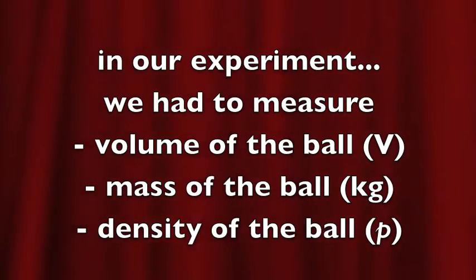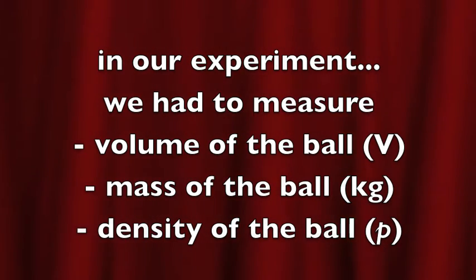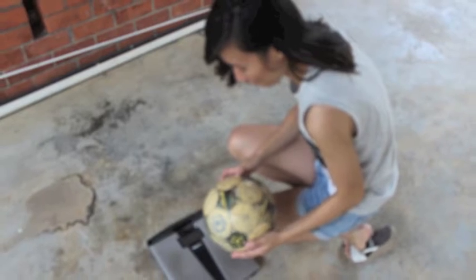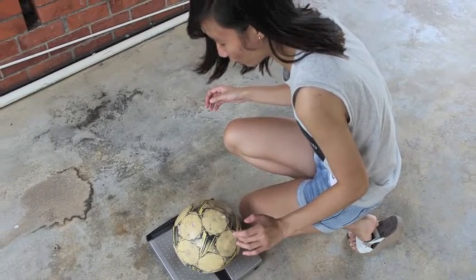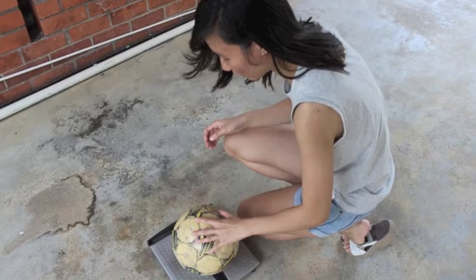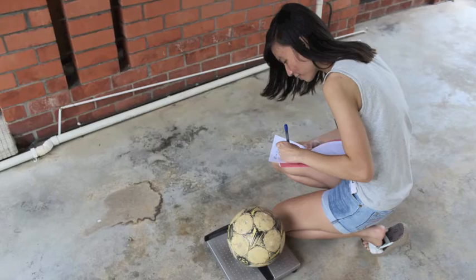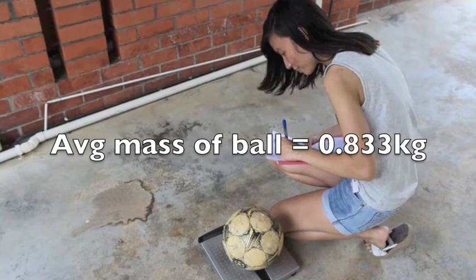In our experiment, we had to measure the volume, mass, and density of the football. We used a weighing scale to estimate the mass of the ball. We recorded the readings based on 3 instances to get the final mass of 0.833 kg.